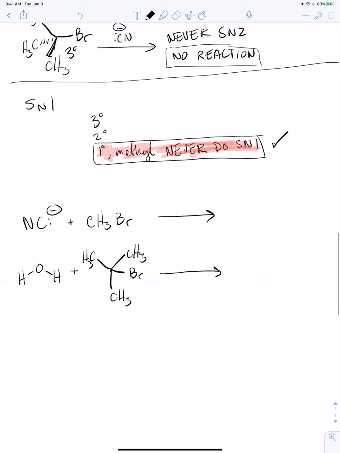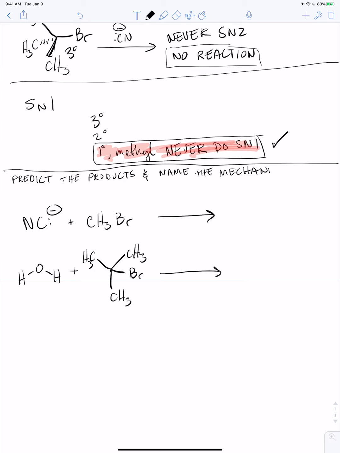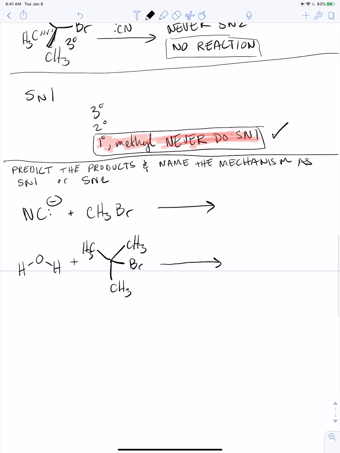So if we're looking at these two reactions, and let's say the question might say, predict the products and name the mechanism. In our case, this is either SN1 or SN2. Okay, this is what your analysis would look like.